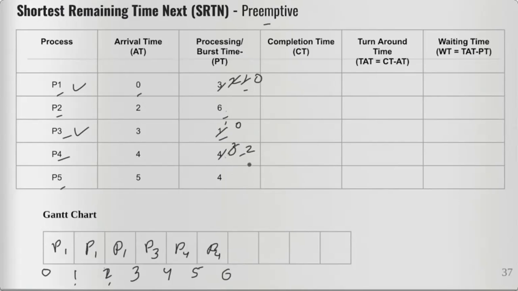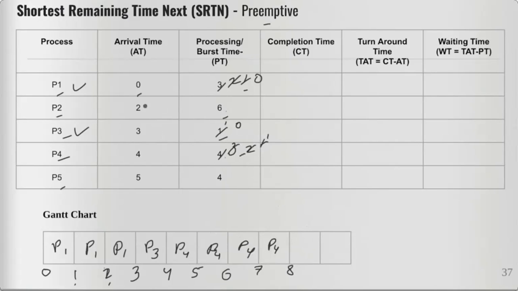Again, we have to let it run because we can clearly see that no one else can take over. So we continue P4, run it for another 1. That becomes 7. Then finally run it for another 1, so that becomes 8. So 1, 2, 3, 4, we run it for 4 units of time.